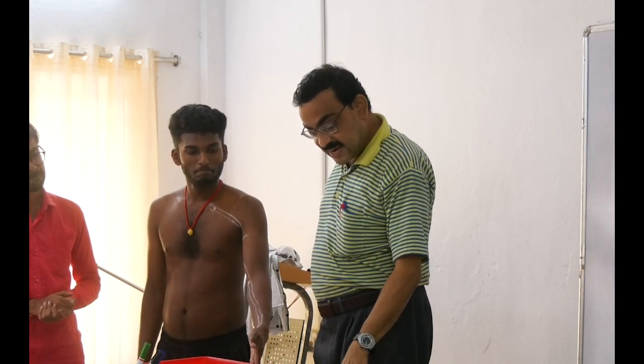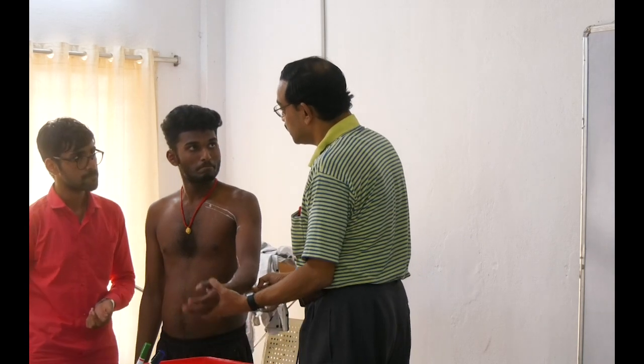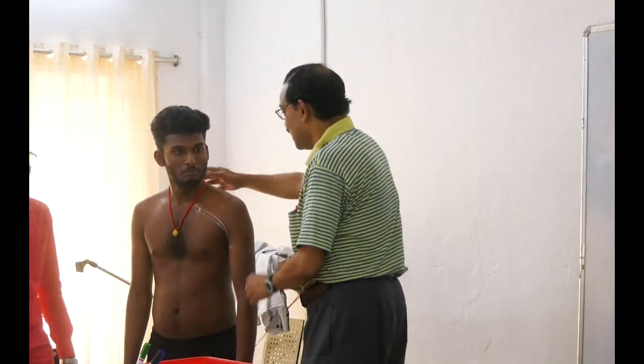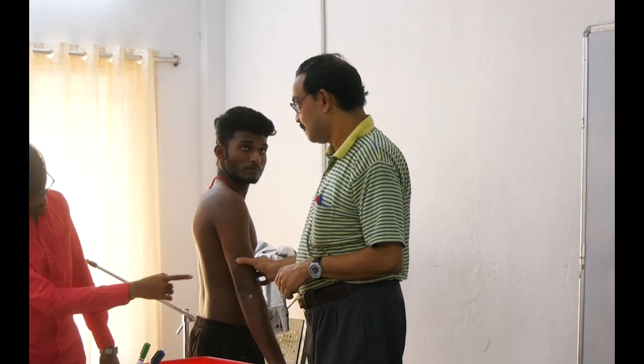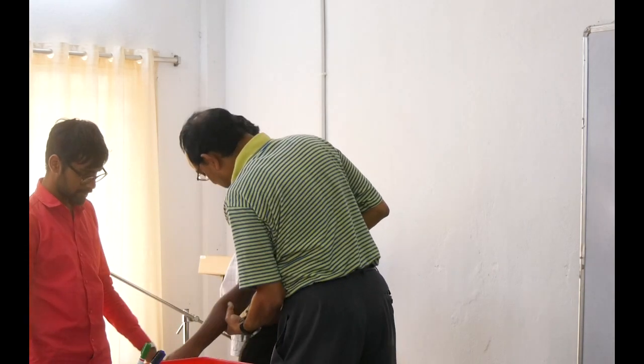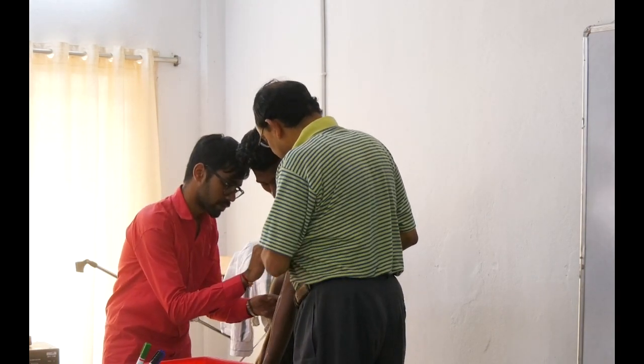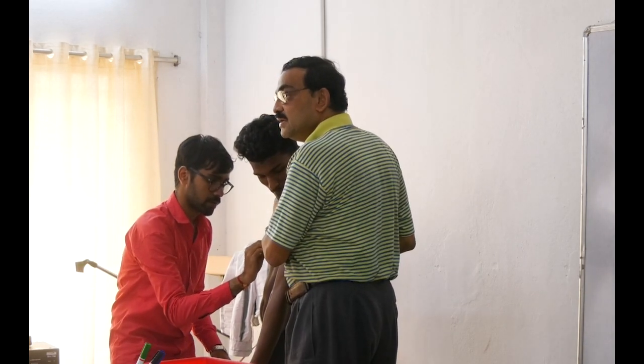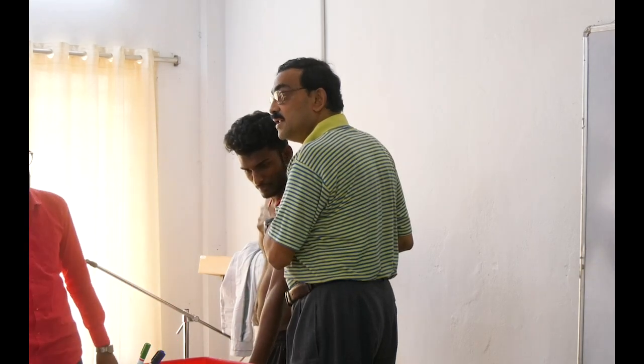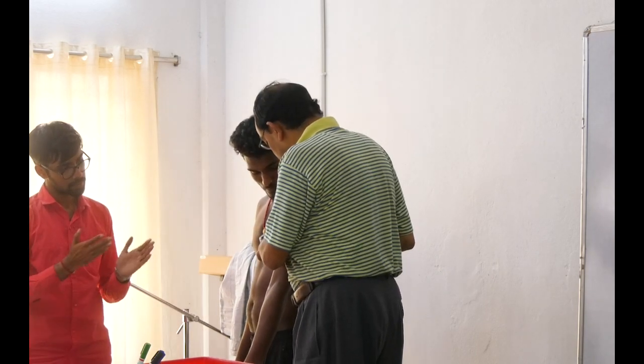Next is the radial nerve in the back of the arm. We know that was the first point. This is the beginning of the brachial artery. This is the beginning of the radial artery, radial nerve. This is the beginning of the ulnar nerve or median nerve. So this is the first point.